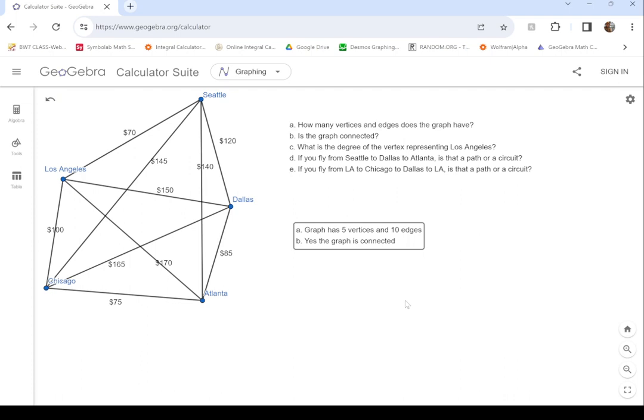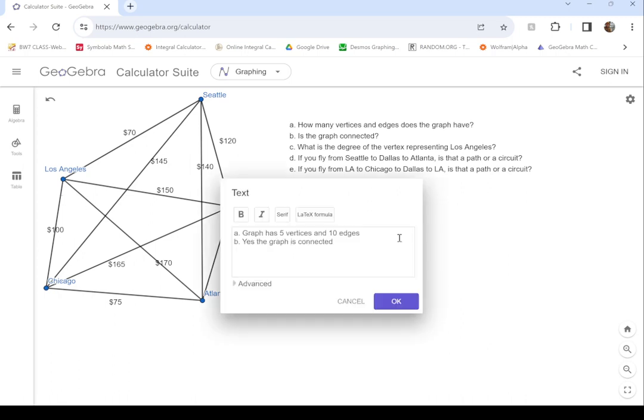Okay, and then moving on, what is the degree of the vertex representing Los Angeles? So we look at Los Angeles and we look at how many edges are coming out of it, and we could see here Los Angeles has 1, 2, 3, 4. So the degree of vertex Los Angeles is 4.